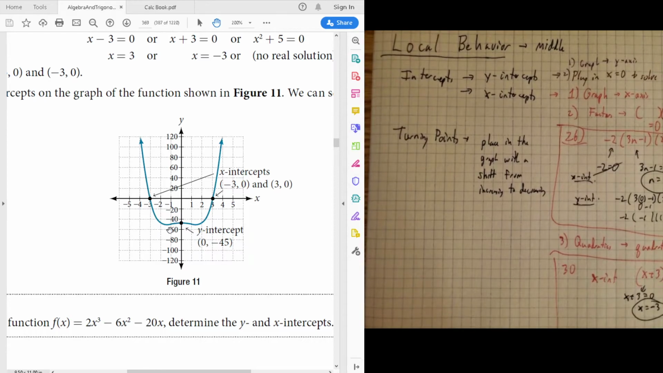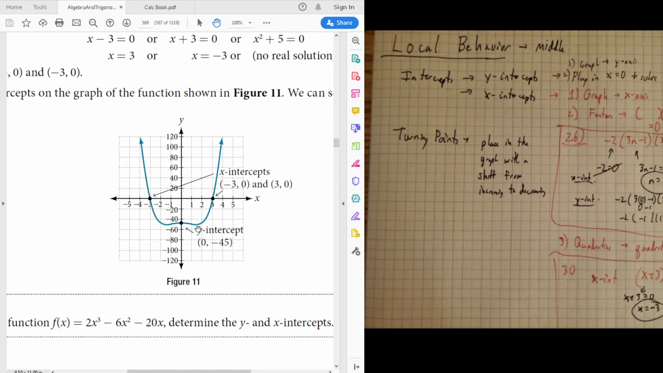And so this graph actually has 3 turning points. One here, and one there. Decreasing, decreasing, decreasing, stops. Increasing, increasing, increasing, stops. Decreasing, decreasing, decreasing, stops. Increasing, increasing, increasing. So you can see that there are 3 turning points. Yes, they're close together. Yes, it's only a little turn. But a turn's still a turn.